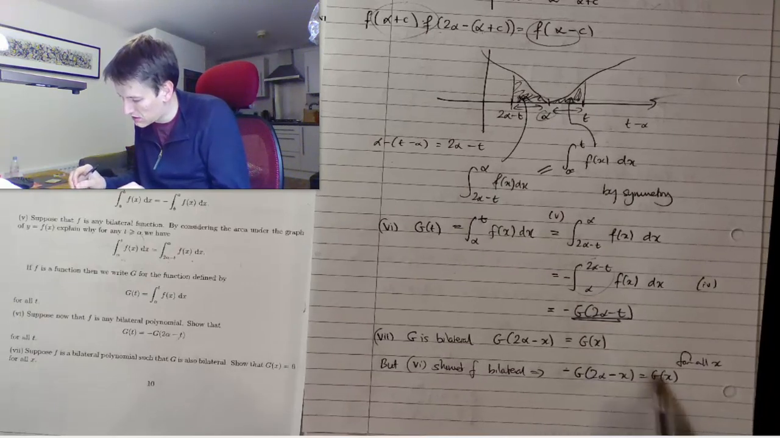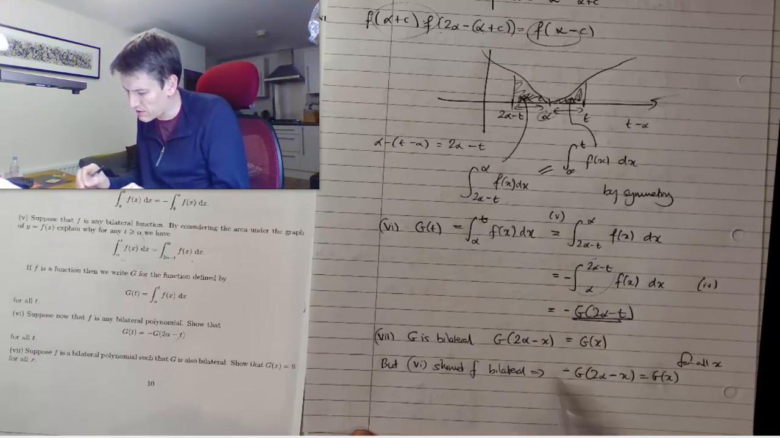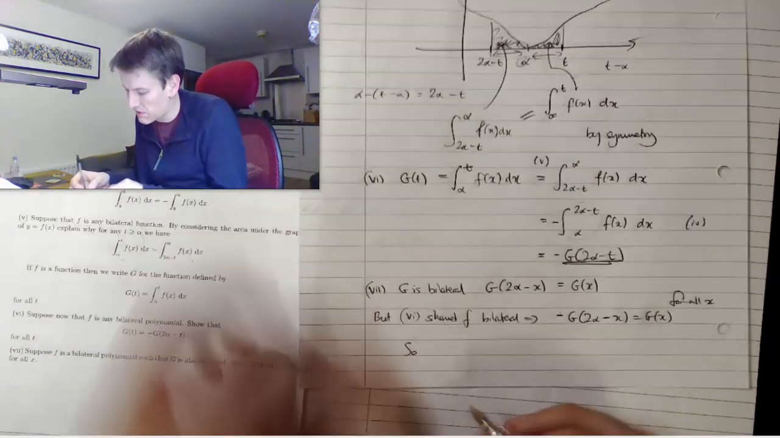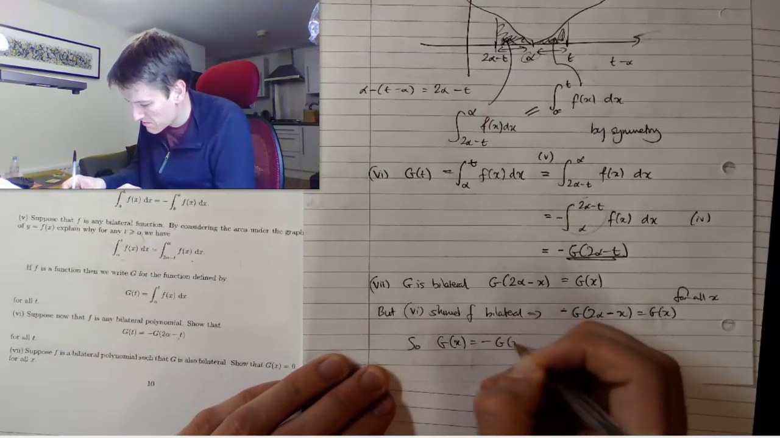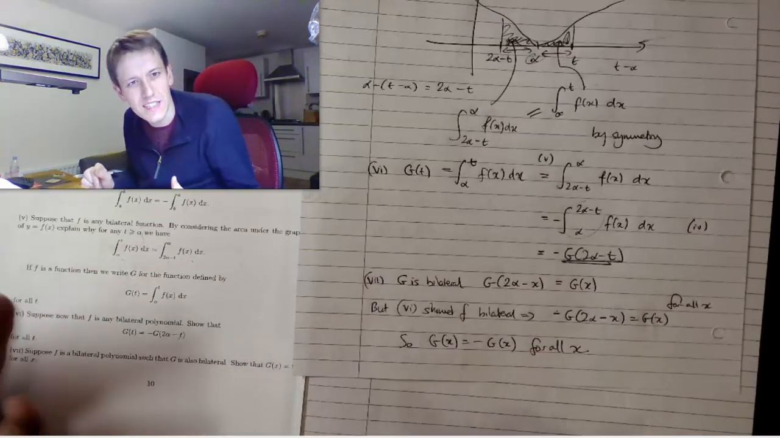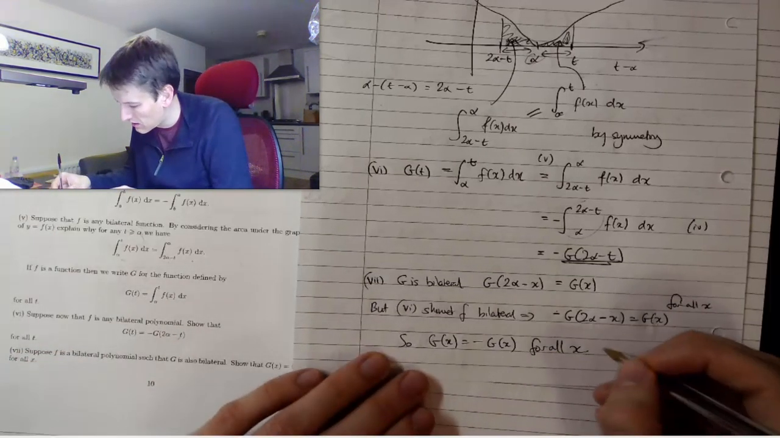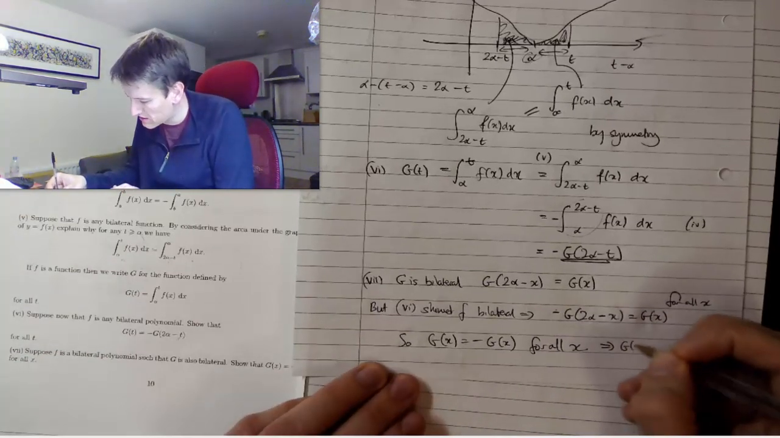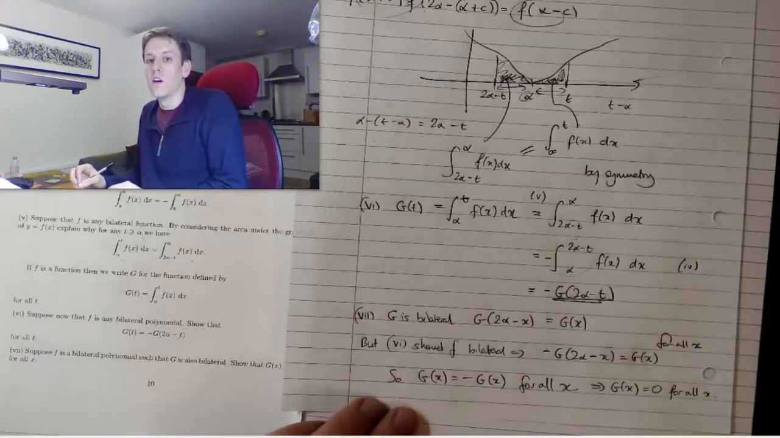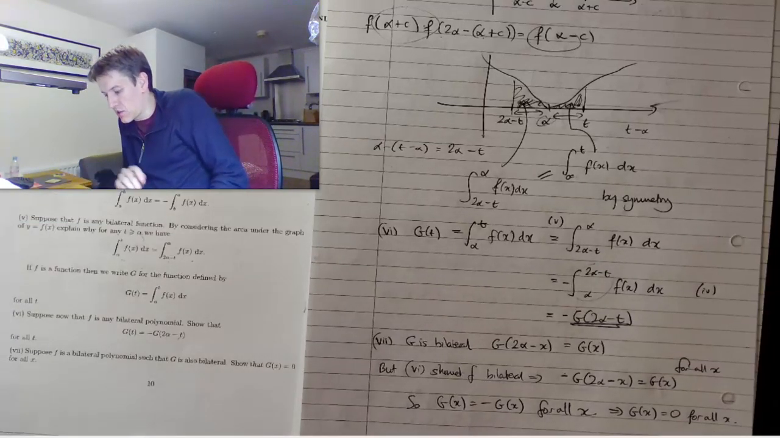Well, these two things are both equal to g of x, so g of x is equal to this thing, but it's also equal to minus this thing. So that means that g of x equals minus g of x for all x. And the only way that something can be equal to its negative is if it's 0. Every other number is not equal to its negative apart from 0. So that means that g of x could only be equal to 0. So it's the 0 function. So we've just applied the definitions and come to the conclusion that we wanted to.